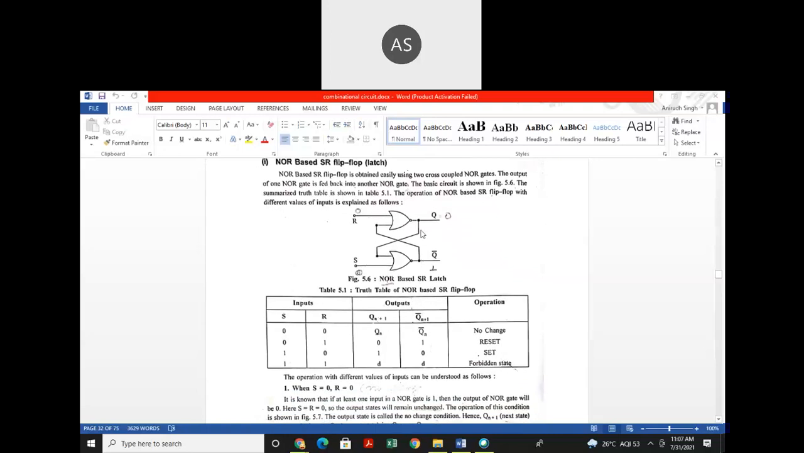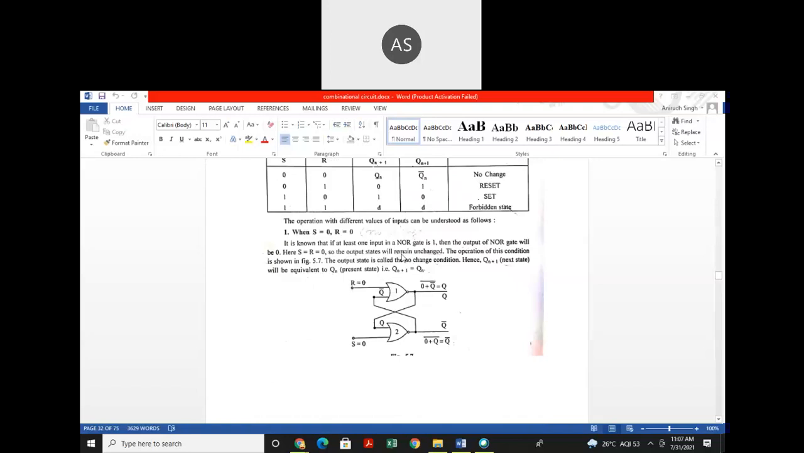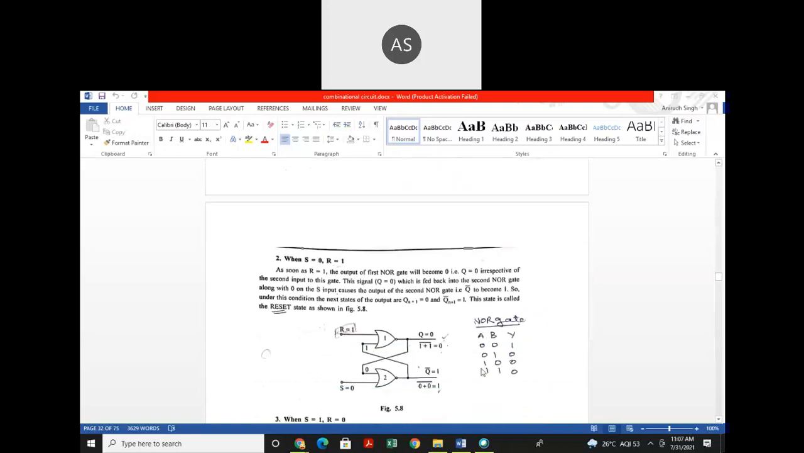To understand the operation of this circuit, you have to remember the truth table of the NOR gate. When inputs A and B are applied and Y is the output, when A and B both are 0, we get 1, and when one input is high, meaning 1, then we get 0. If all inputs are 0, we get 1 in a NOR gate, and when any input is 1, we get 0 at the output of the NOR gate.